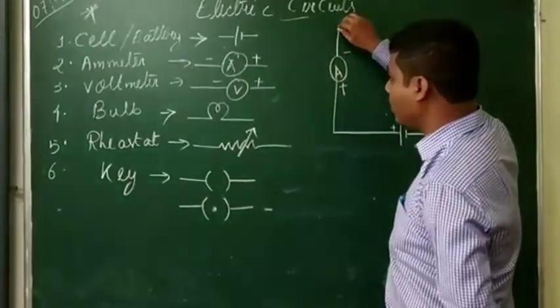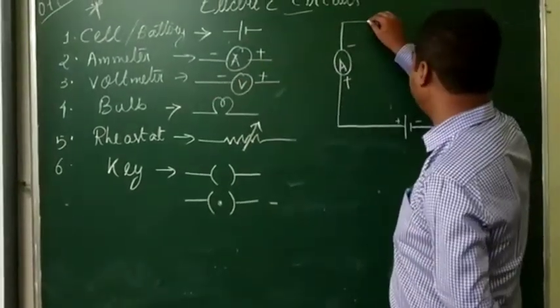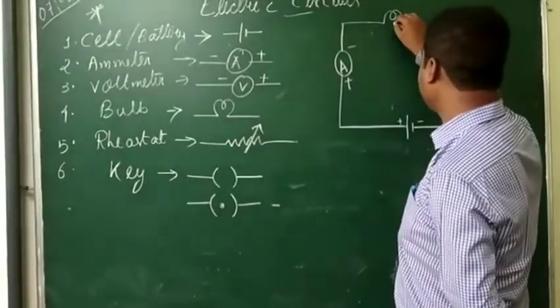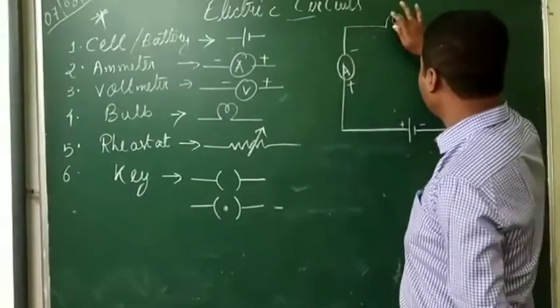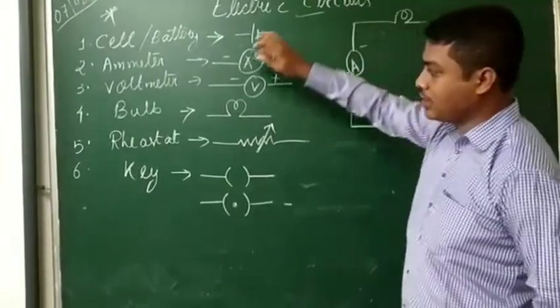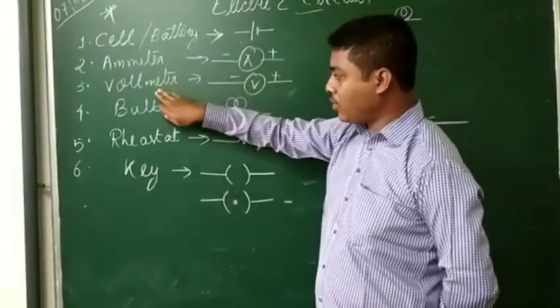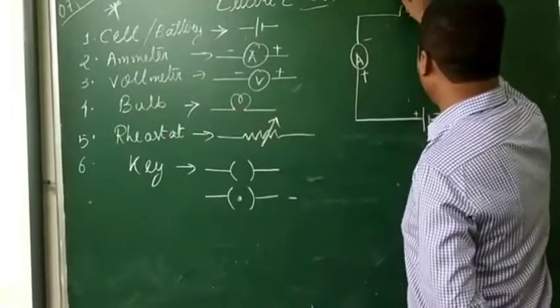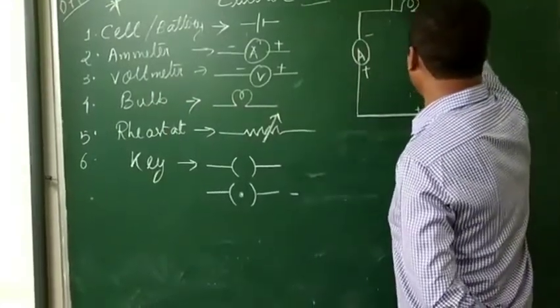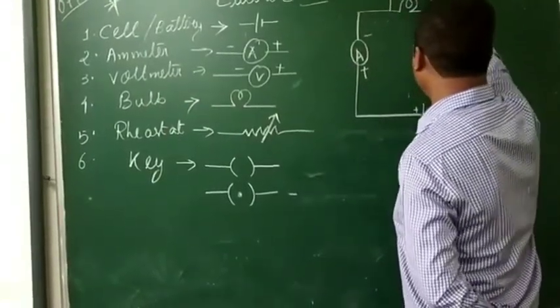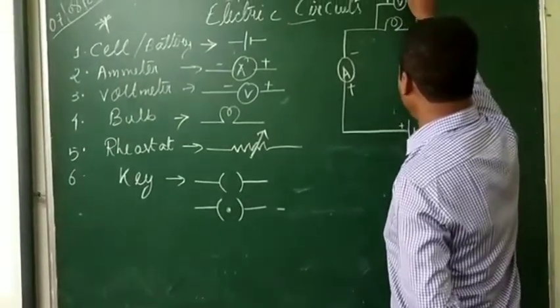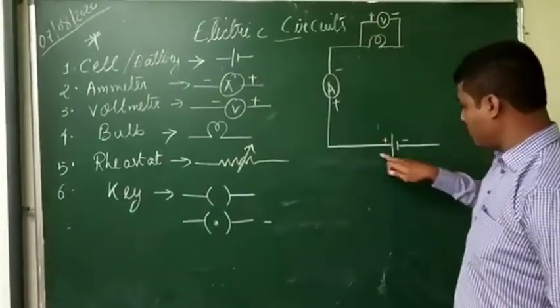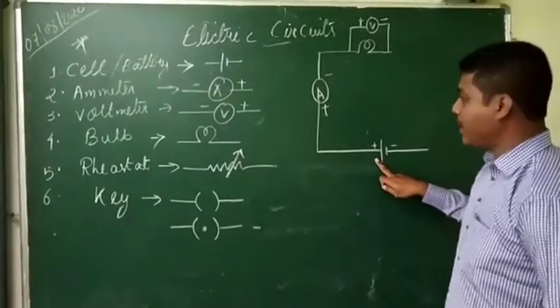Then I will go to the next. Suppose I go to the bulb. This is a bulb. Okay, and suppose the question says connect the voltmeter across the bulb. So I will draw a voltmeter here. Voltmeter. So here this should be positive and this should be negative. This positive should be connected towards the positive terminal of the battery.